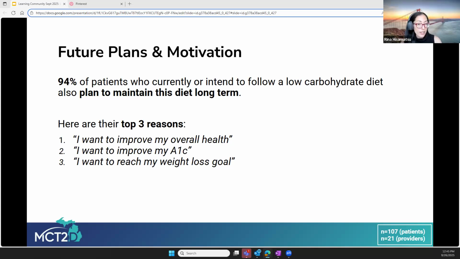For those who selected that they plan to maintain the diet long-term, their top 3 reasons were a desire to improve their overall health, improve their A1C, and to reach their weight loss goals. So I thought these could be maybe helpful tips and helpful to review what patients have been saying about low carbohydrate lifestyles in some of your practices. And hopefully we also are able to review some of those resources that can be helpful in initiating those changes.